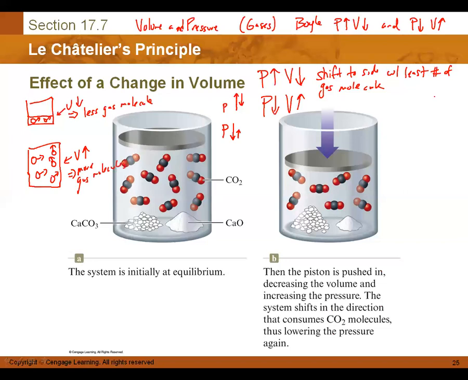So again, you would have to look at which side has the most gas molecules in that sort of situation. So personally, when I think about pressure or volume, I always think about it in terms of the volume part. And when you think about it in terms of the volume part, it's pretty straightforward. Bigger area, more gas molecules. Smaller area, less gas molecules.